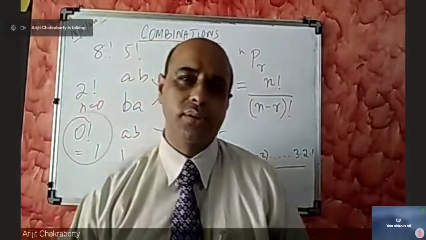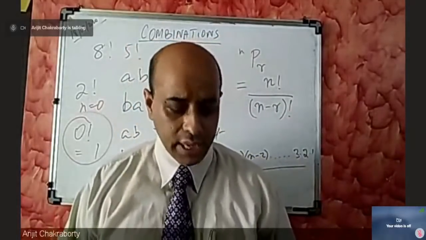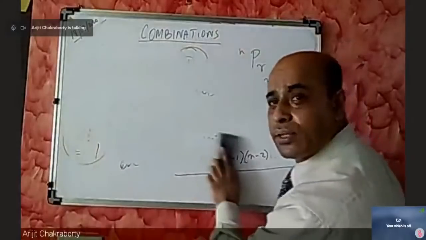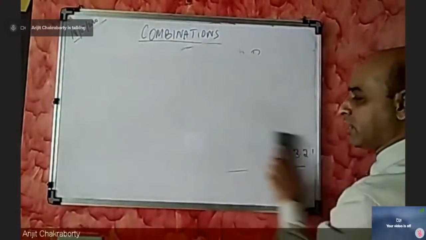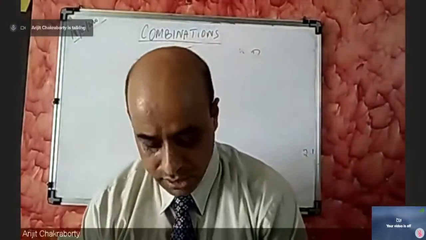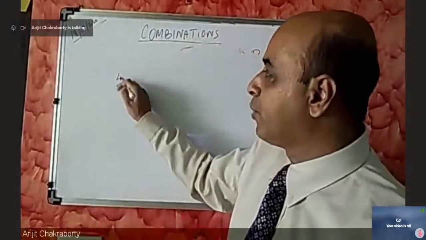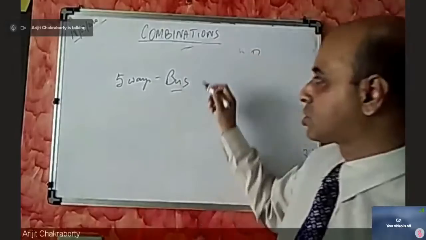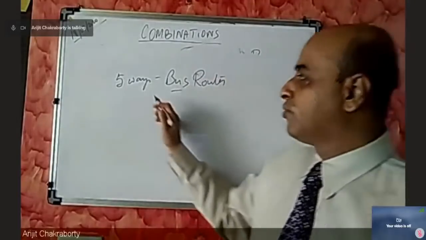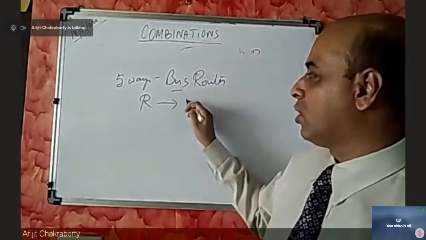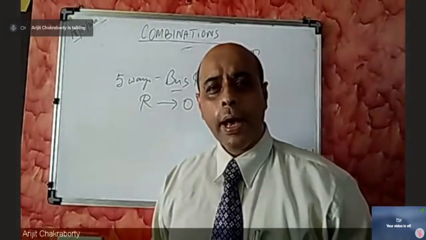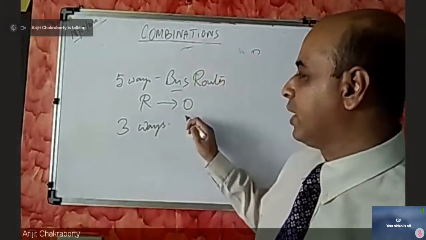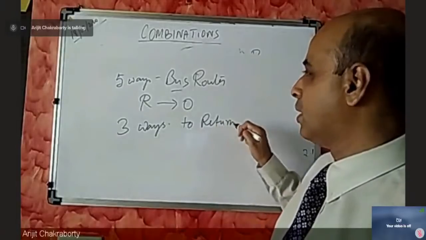Now we also looked at the multiplication rule in the last class. We also looked at the addition rule. You may remember that the multiplication rule deals with 2 different events or 2 different pieces of work. That means if I have 5 ways, or 5 buses, I took the example of 5 bus routes for going from my residence to my office, and I have, say, 3 ways to return, right?